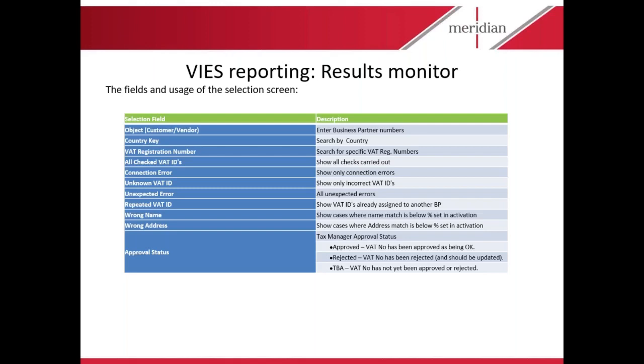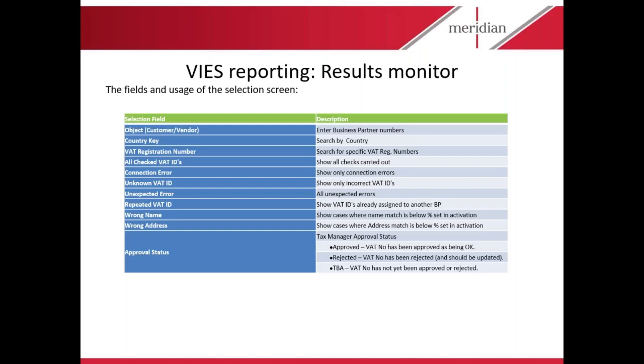If you want to search a number of VAT registration numbers, you can do it that way. All checked VAT IDs. You can also filter by whether you've had a connection error to the system. When Meridian tries to get information from the VIES website, sometimes the website is down. So Meridian will produce a message to let you know that's the case and still store the result that the check has taken place, which is important for an audit trail to make sure all your customers and vendors are accurate.